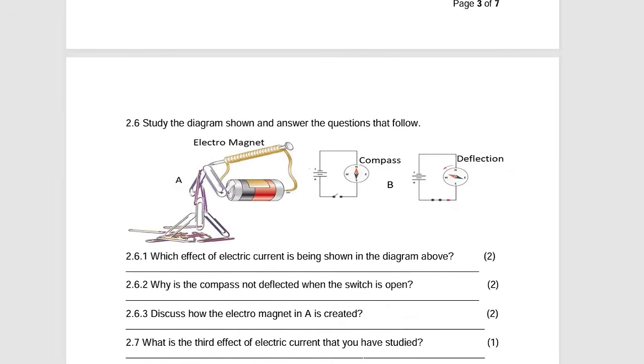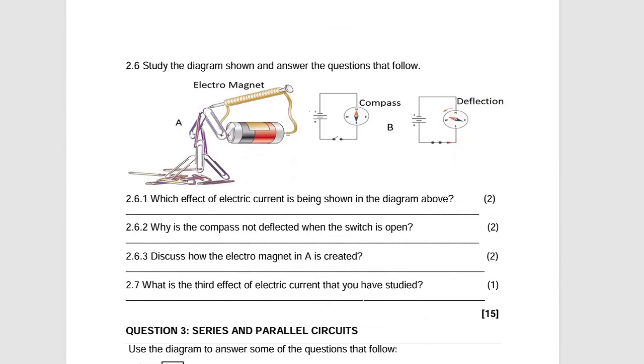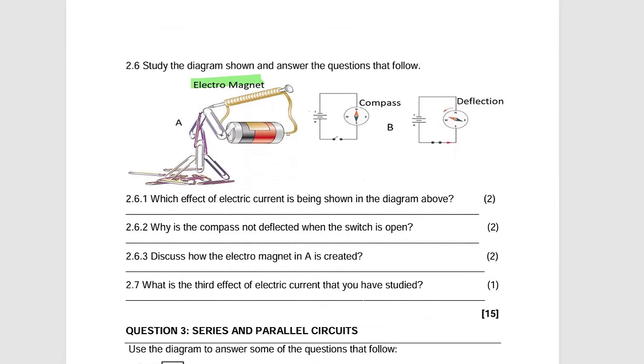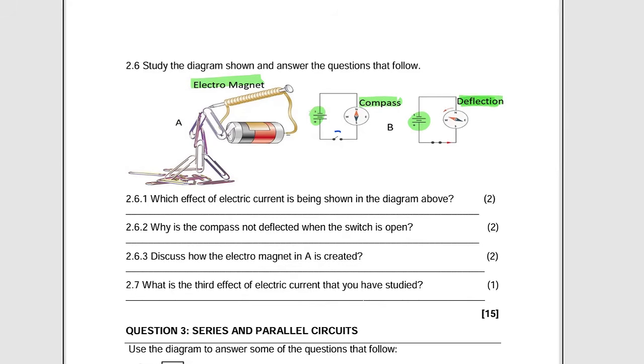Then moving on to question 2.6, it says study the diagram shown below and answer the questions that follow. So we're going to look at this there. We're given an electromagnet there. Then this is the compass and all. Then this one forms a battery there. Then also on B here, also having our battery, it shows that there is a deflection. So our compass there at A was neutral, then at B there is a deflection. Also take note of the switch here. The switch here is open, and here the switch is closed. So once you close that switch there is a deflection.